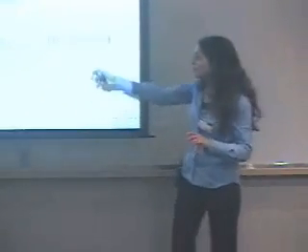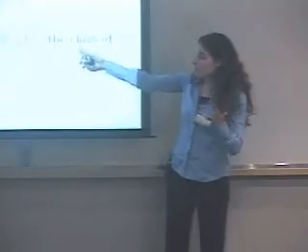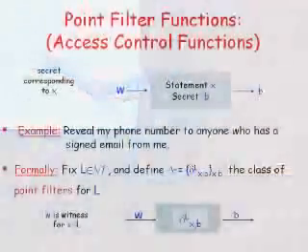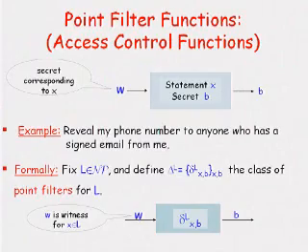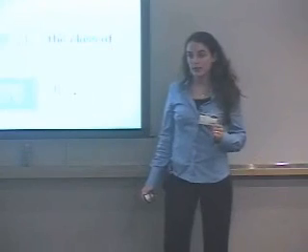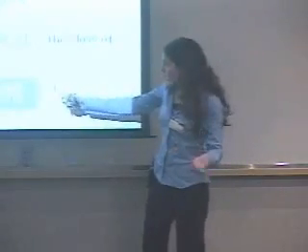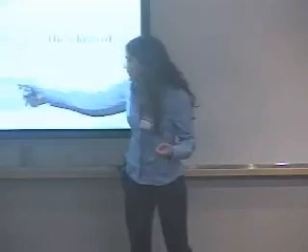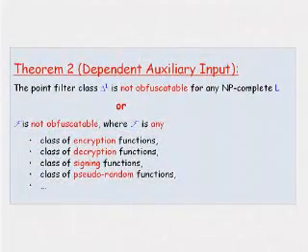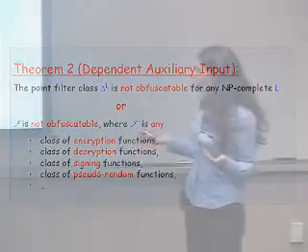In the formal definition, you have an NP language, L, and you define delta sub L, the class of point filter functions that relate to L. For any x and any b, there is a point filter function, and the point filter takes a witness for x being in the language. Going back to this example, you can think about x as being my public key, and a witness for my public key is a signed message, a signed email. So the class of point filter functions takes a witness for x, and if it's a valid witness, it outputs the secret, otherwise, no. This is an example of point filter functions, and let me now give the theorem.